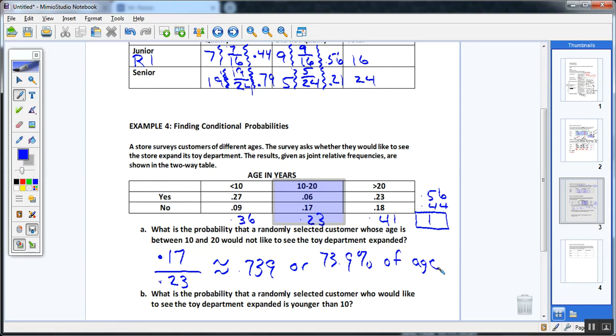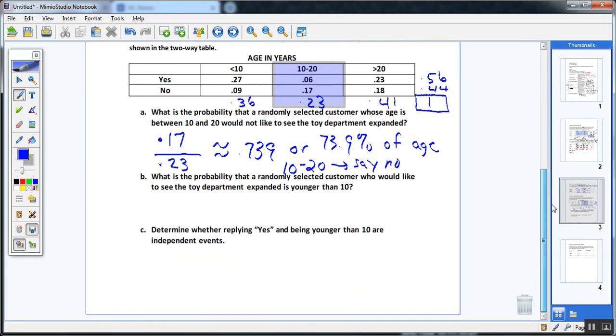10 to 20. Well, they say no. We're not comparing the whole population. We're only looking at the part of the population that's between age 10 and 20. They could have got some bigger age group. All right. You guys try Part B on your own. See what you get.